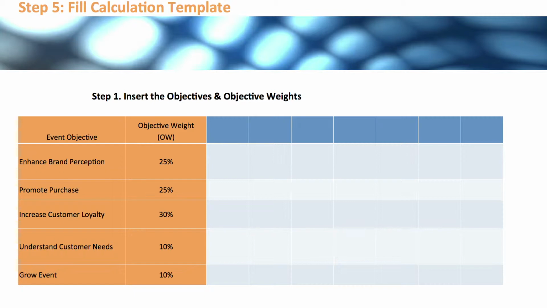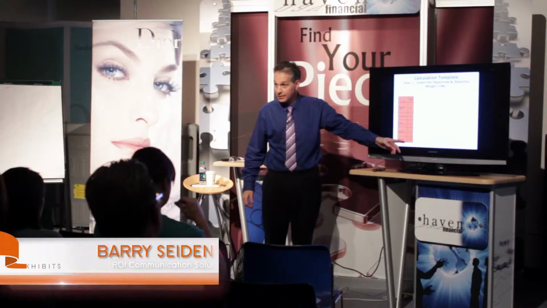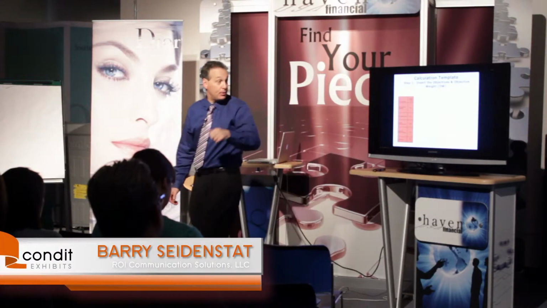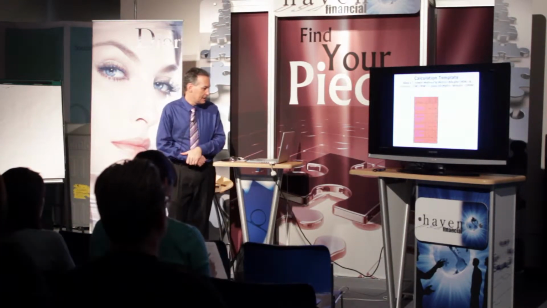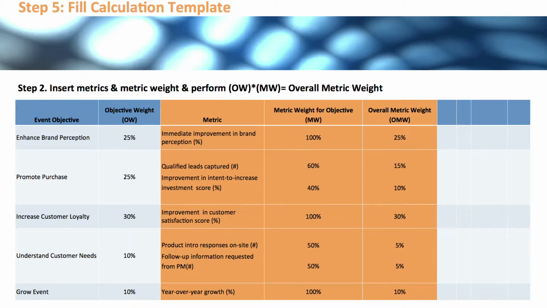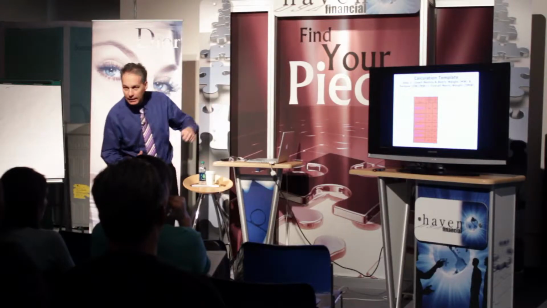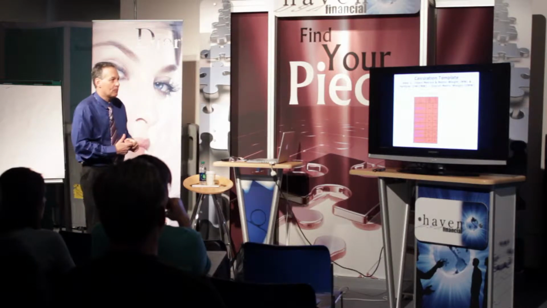We had our event objectives, and we had our objective weights, right, back from the very first step. We just put them on a little spreadsheet. And then we insert the metrics for each of those weights, and we multiply it through. So the overall metric weight is just this simple multiplication right here. These will always add up to 100%. That makes sense so far? Right, so what we're doing is creating a weighted average. That's what this calculation is, a weighted average of your metrics and your weight.